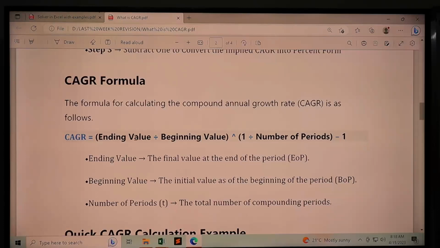So let me share that worksheet. And then we compute together the compounded rate. So just a minute.